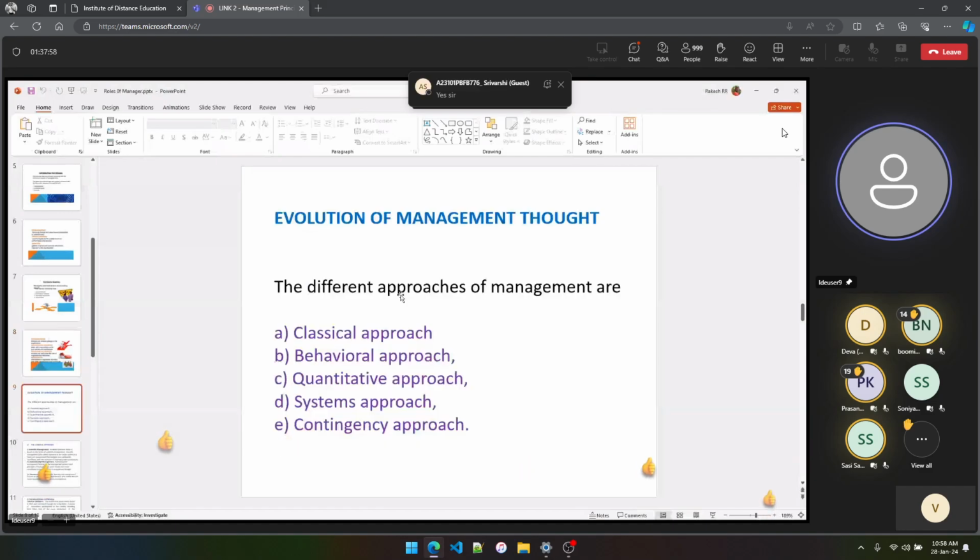Okay, let's move on to the next topic, evaluation of management thought. This is one of the important questions that people can consider. There are different approaches of management, which are classified into 5 categories. 1, classical approach. 2, behavioral approach. 3, quantitative approach. 4, systems approach. And 5, contingency approach. Let's see what are the different approaches.